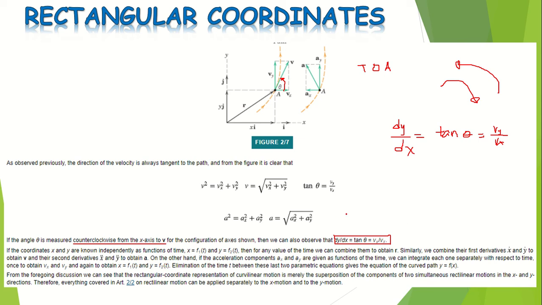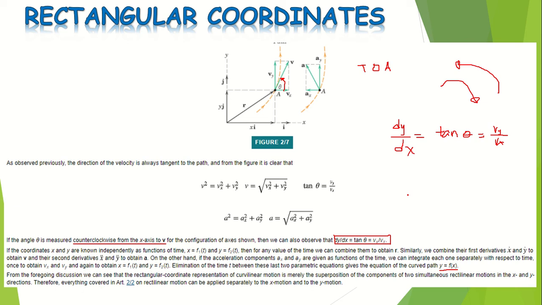On the other hand, if the acceleration components a sub x and a sub y are given as a function of time, we can integrate each one separately with respect to time, once to obtain v sub x and v sub y, and again to obtain x equal to f sub 1 of t and y equal to f sub 2 of t. Then elimination of the time t between these two parametric equations gives the equation of the curve path, expressed in this form, y equal to a function of x. So it is purely y as a function of x.